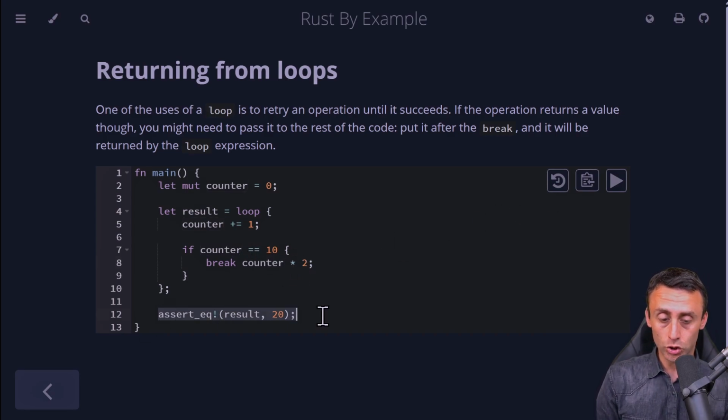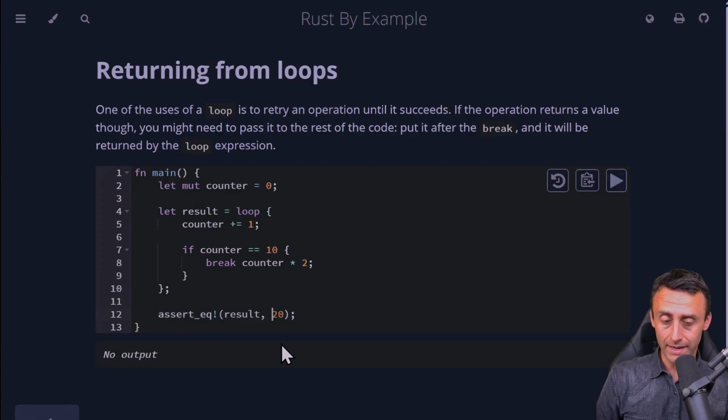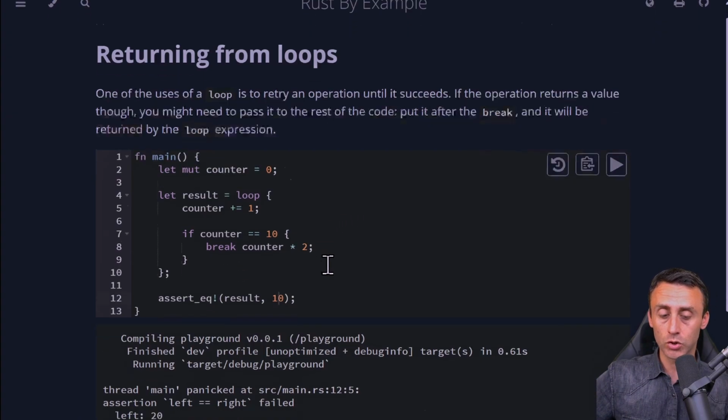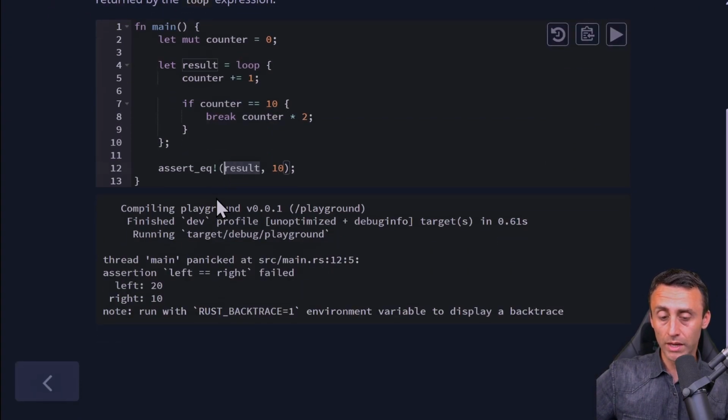We also have a sort of test here, assert. No output, but it's not complaining. Okay, if I put 10 here, we should get an error, because here we are returning 20. On the left we have 20.